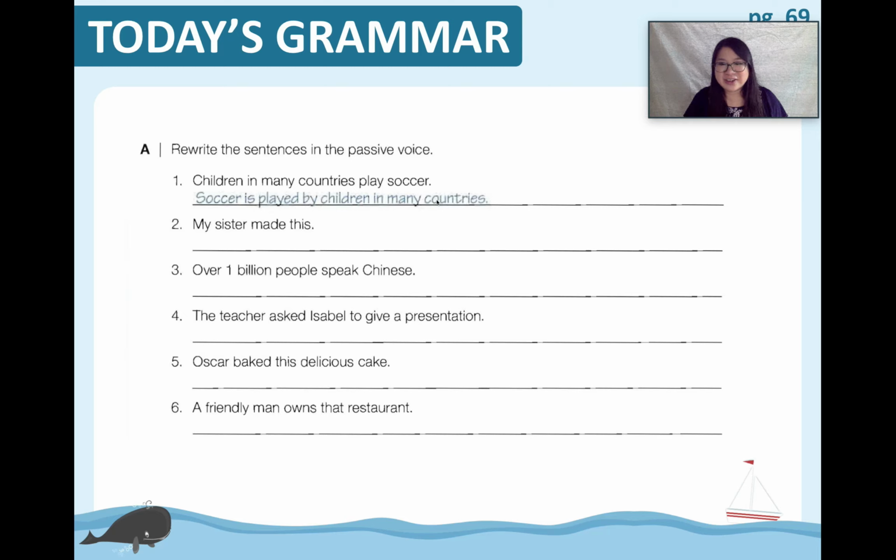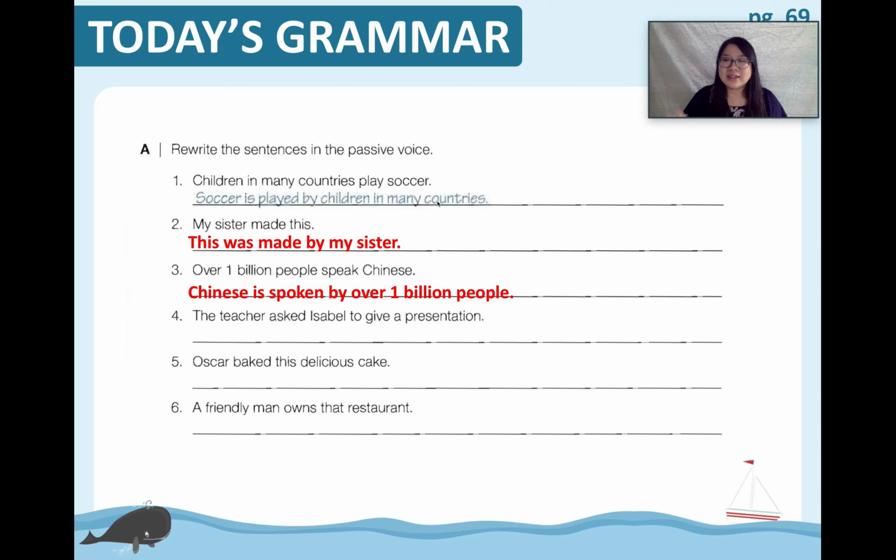Now let's check your answers. My sister made this. My sister, this. Flip the sentence. This was made by my sister. Number 3. Over 1 billion people speak Chinese. Over 1 billion people, Chinese, flip. Chinese is spoken by over 1 billion people.